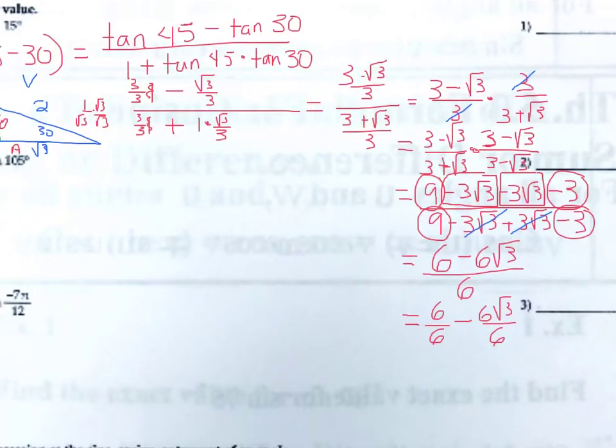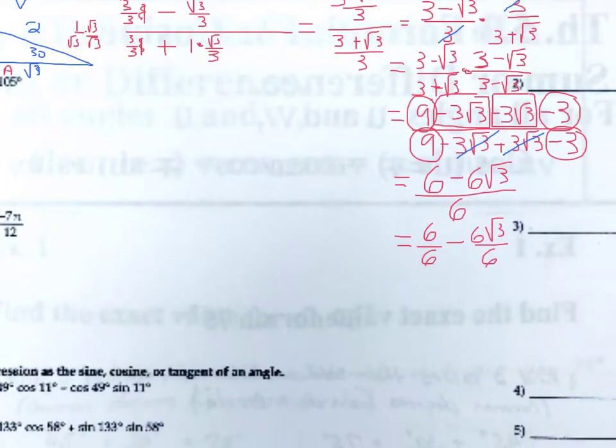So we can simplify that a little more, right? And that would be the same thing as 1 minus the square root of 3. And this is the final answer. So never leave radicals in the denominator. You need to move on and multiply by the conjugate.